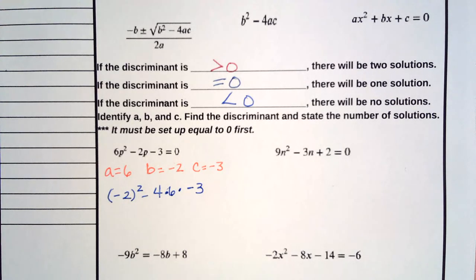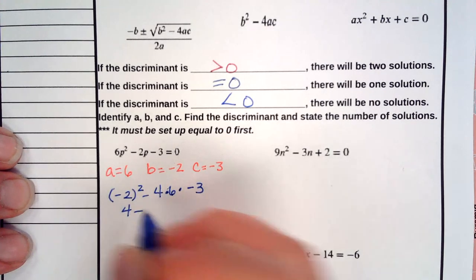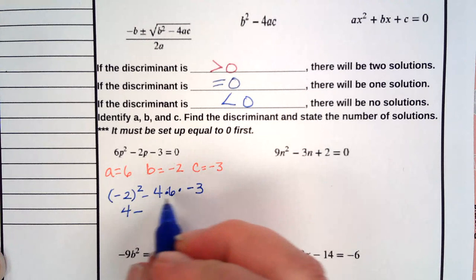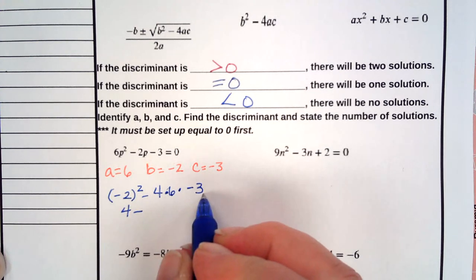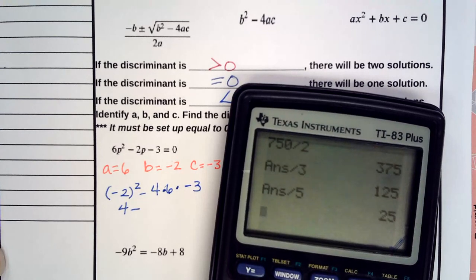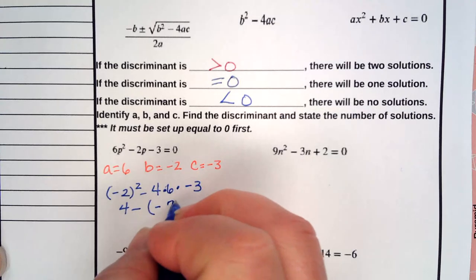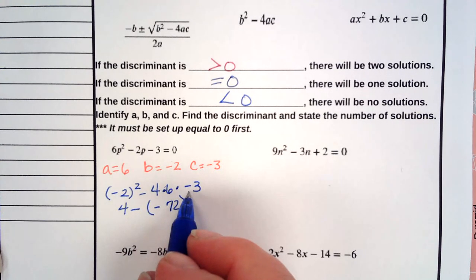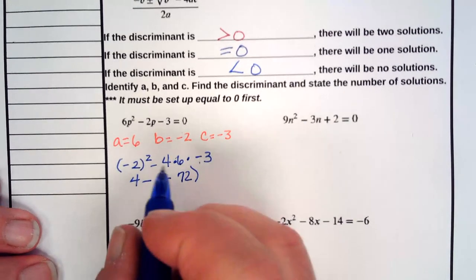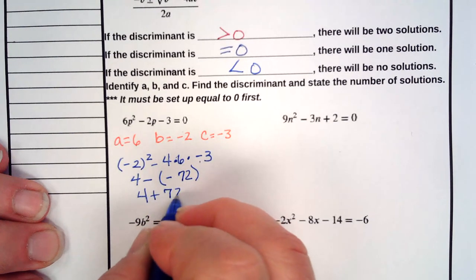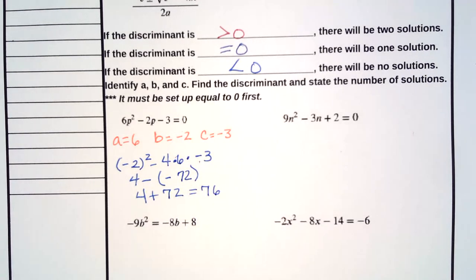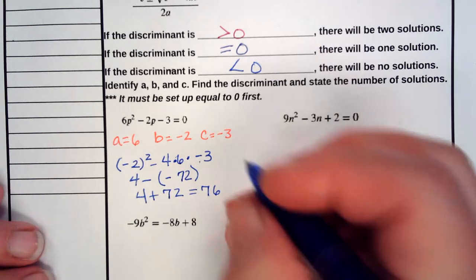Okay, what do we end up getting? This is 4 minus 6 times 4 times 6 is 24 times 3. We end up with 72. So this is minus a negative 72 because you're multiplying by negative 3. So this would be 4 plus 72, which is 76. Is 76 greater than 0, equal to 0, or less than 0? It is greater than 0. There will be 2 solutions.